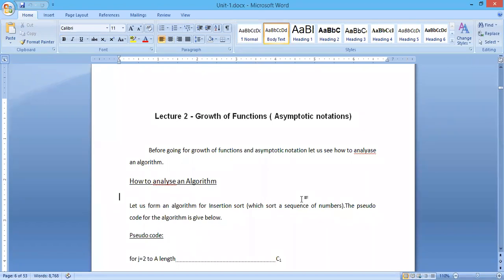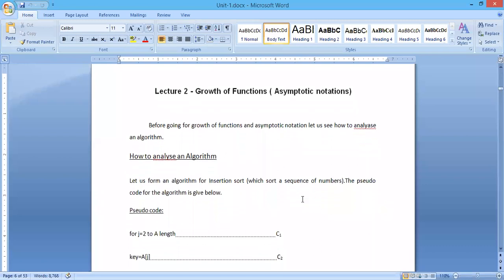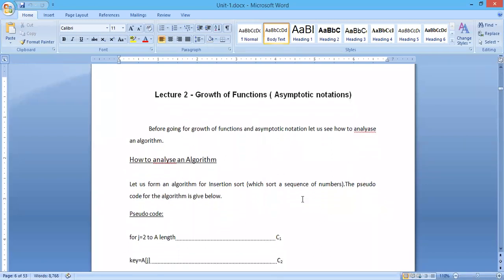So today we are going to discuss growth function, right? And the screen is visible to everyone. Yes, dear students, the screen is visible. Yes, sir, visible. Okay.